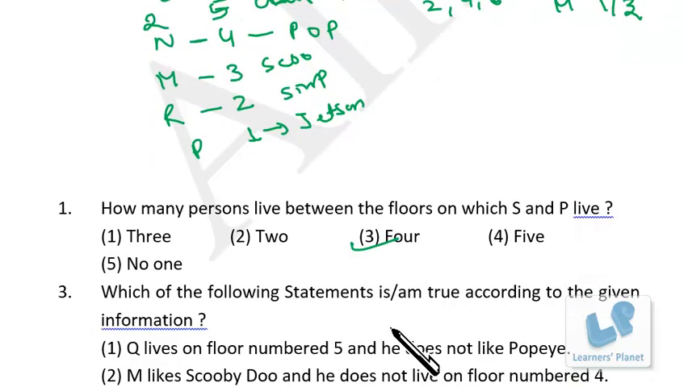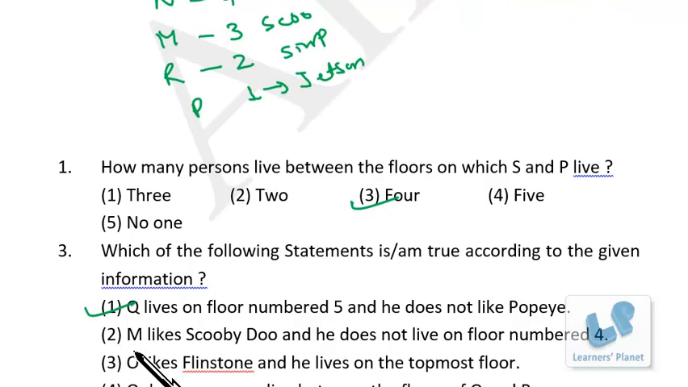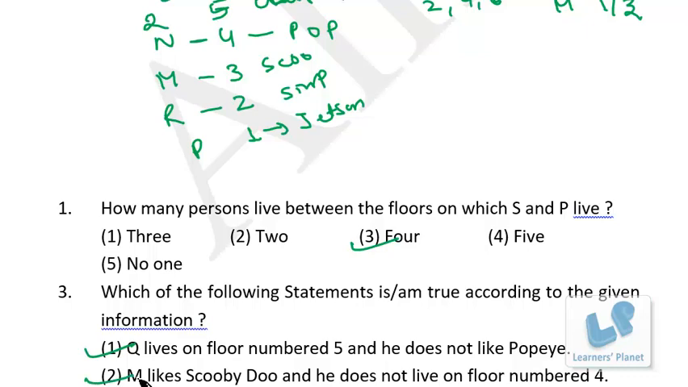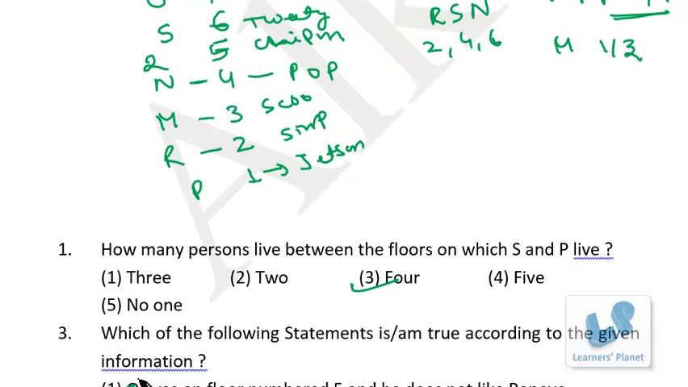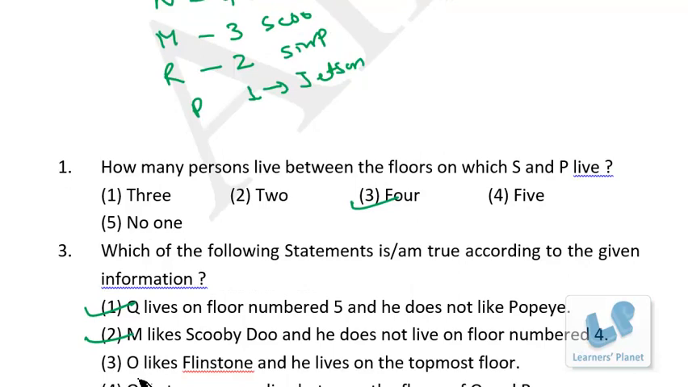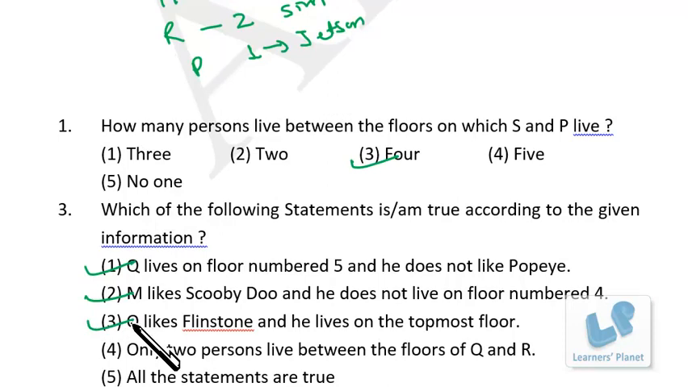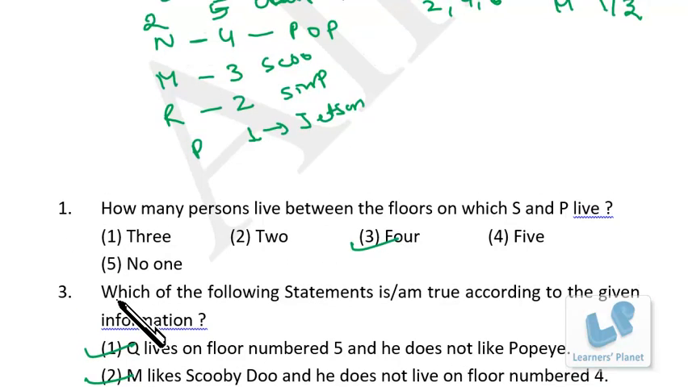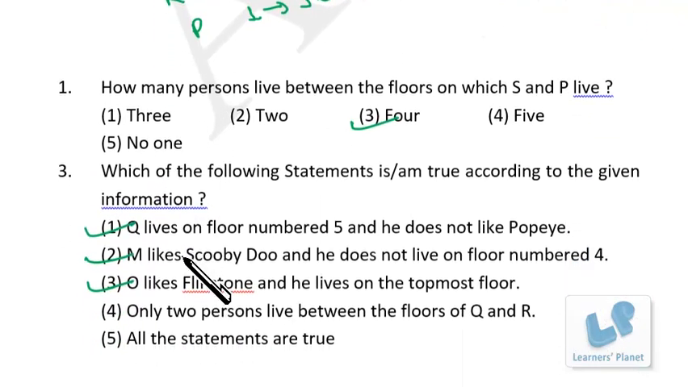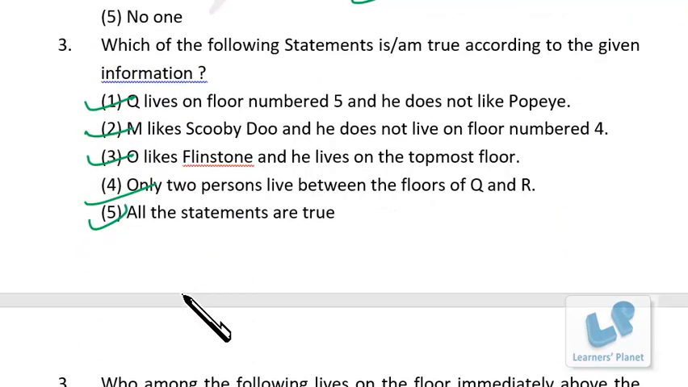Which of the following statements are true according to the given information? Q lives on floor number 5 and he does not like Popeye. So that is right. Okay. M likes Scooby-Doo and he does not live on floor number 4. Yeah. O likes Flintstone and he lives on the topmost floor. Yeah. Only 2 persons live between the floors of Q and R. Yeah. So all the statements are true. Okay, that means we have done the correct arrangement. That is also sure now.